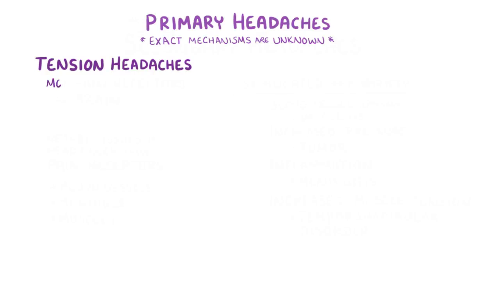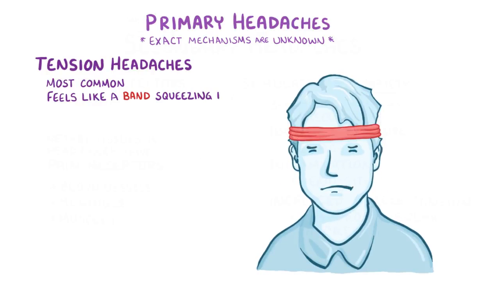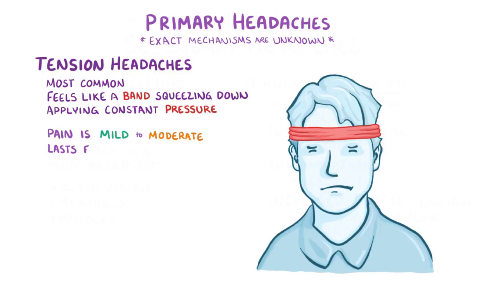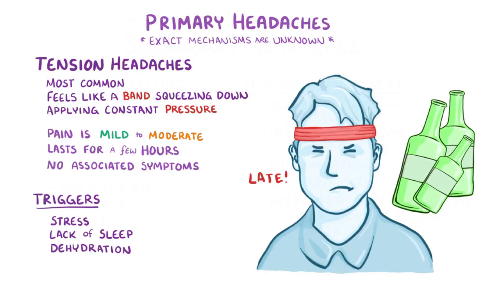Now, in primary headaches, the exact mechanisms are still unknown, but we know tension headaches are the most common. It's called a tension headache because it feels like a band is squeezing down on the head, applying constant pressure, or tension. The pain is mild to moderate, can last for a few hours, and usually there are no associated symptoms. Tension headaches are usually triggered by stress, lack of sleep, and dehydration. Imagine being late to work right after a night of drinking heavily and not sleeping much.